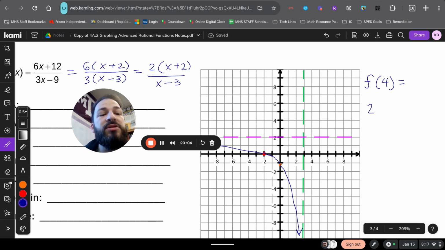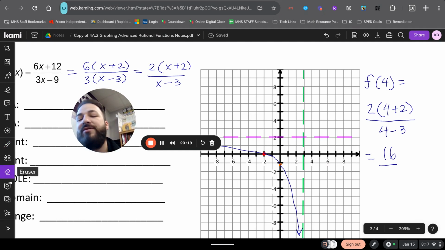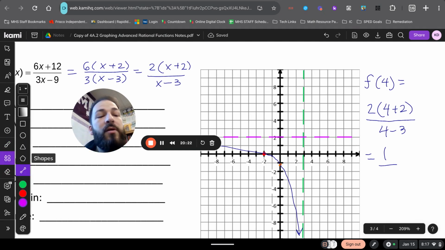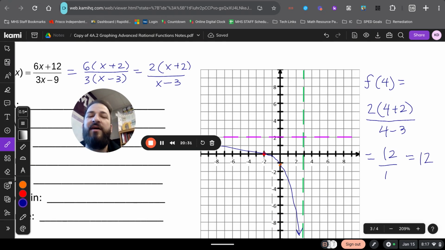we would get 2 parentheses 4 plus 2 over 4 minus 3, which is equal to 4 plus 2 is 6. 6 times 2 is 12. So 12, not 16. 12 over 1, which would just be equal to 12. And 12 is going to be off our graph a little bit, but that 12 is definitely higher than our horizontal asymptote of 2. So I know that we're going to be up here to the top right. So we'd have that second rational curve up there in the top right.